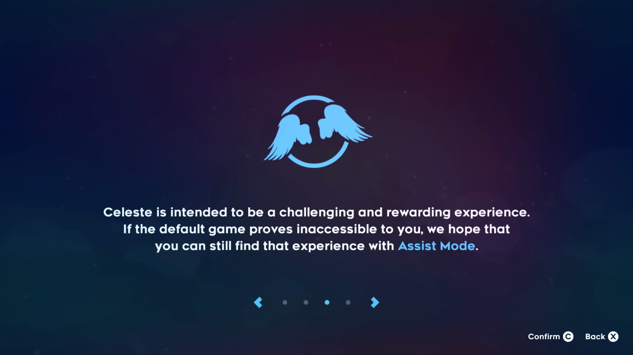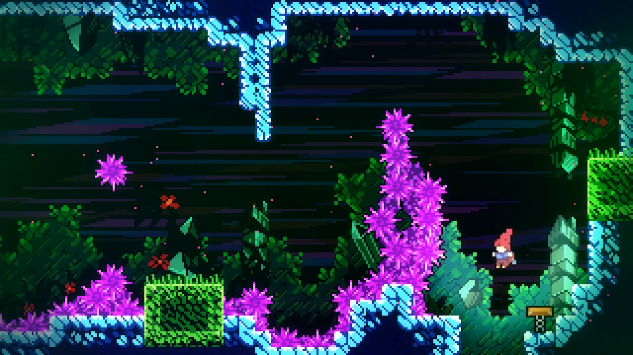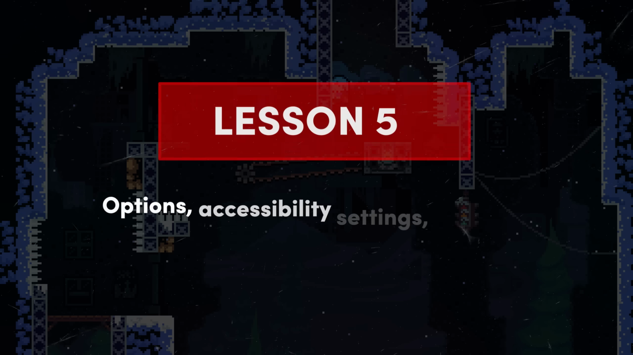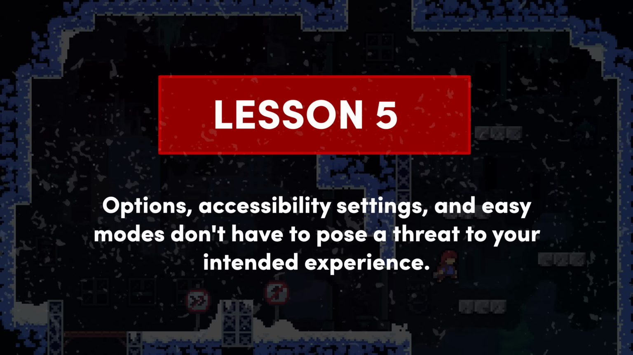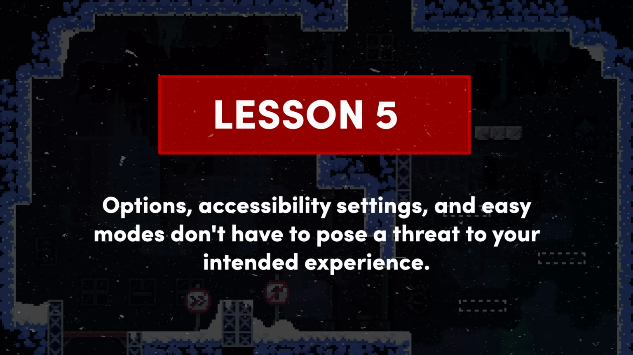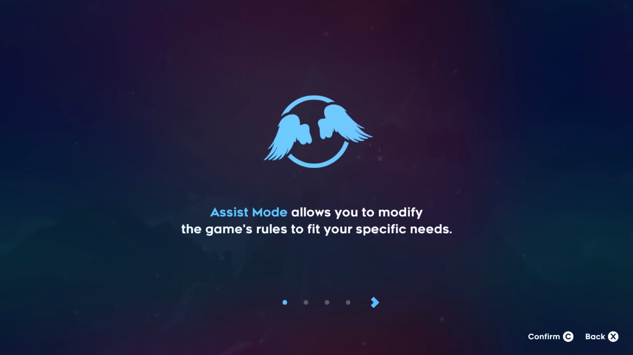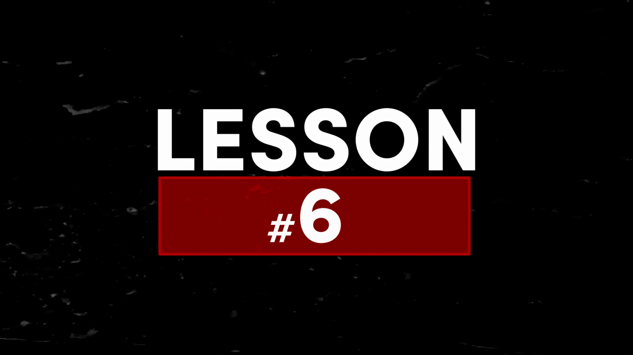They make it clear how Celeste is supposed to be played, but also offer a way to reduce the difficulty if you need it. Say, if you're new to games, or you live with a disability, or you're more interested in the storyline than the challenging jumps. Options, accessibility settings, and easy modes don't have to pose a threat to your intended experience. You just have to find a smart way to push players into seeing the version of the game that fits their needs best. Lesson 6.